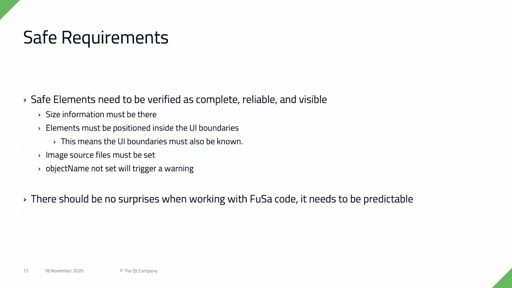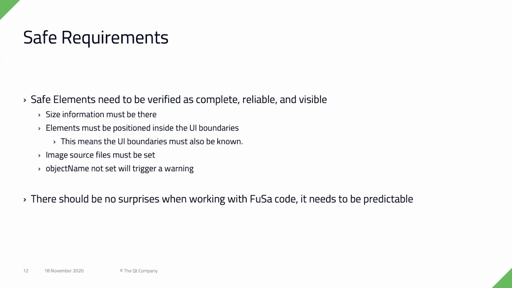So all of these safe elements in the UI, though, are checked during compile time. The tools which come with the Safe Renderer will check that each of these elements is correct and complete. The size information, how much screen space it takes up, is checked. Elements are inside the UI boundaries. Now that's important in the safety concept. The elements can't move outside the UI and become invisible, because that would not be safe. You wouldn't be able to see them.